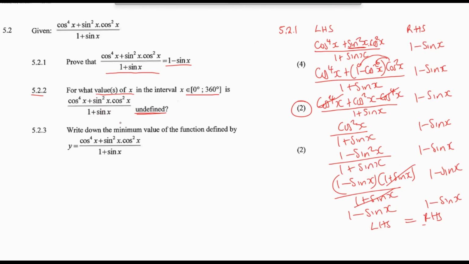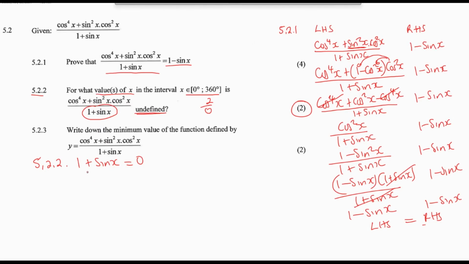Remember from the number system that division by 0 is undefined. So don't worry about a lot of things, just concentrate on the denominator. For this whole expression to be undefined, it means that 1 plus sine x should be equal to 0. That's when this whole expression is going to be undefined, if the denominator is equal to 0, right? So we have a trigonometric equation here.